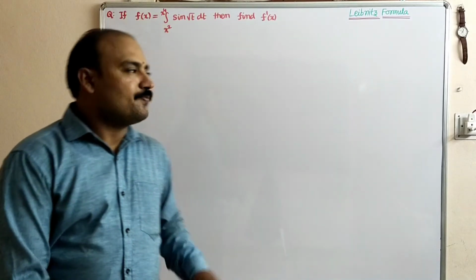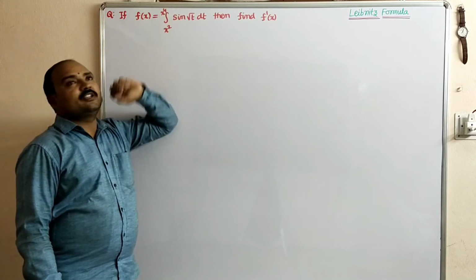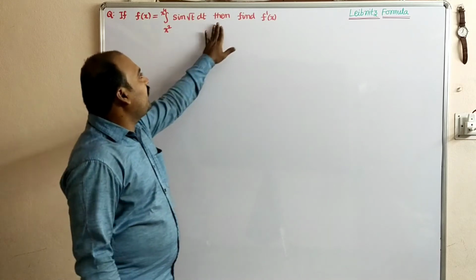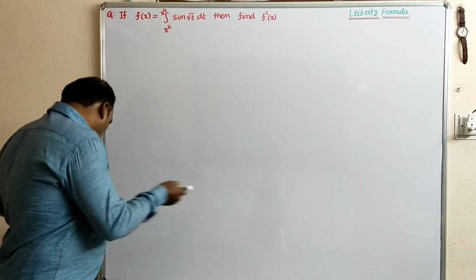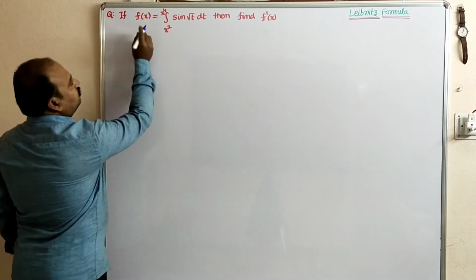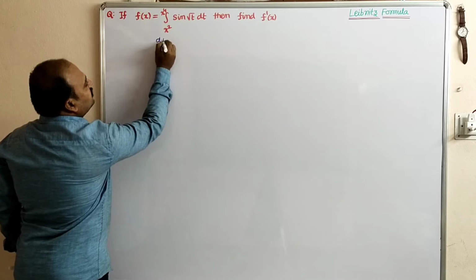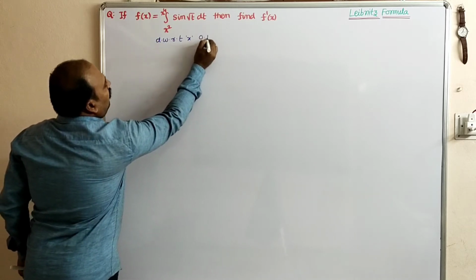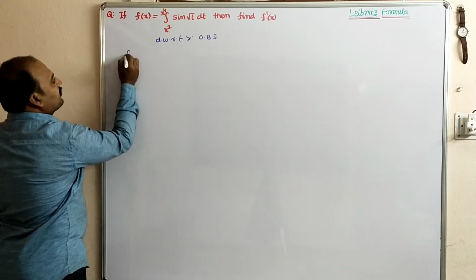The next question: if f of x is equal to the integral from x square to x power 4 of sine root t dt, then find f dash of x. See here, f of x is given, so differentiate with respect to x on both sides. f of x derivative is f dash of x.